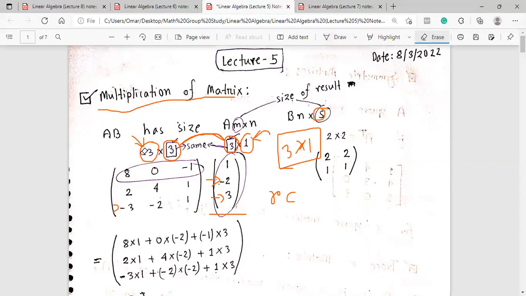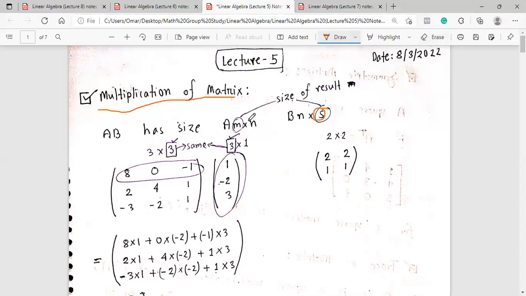So the process of this multiplication is you have to go from left to right, and from top to bottom, okay? For the first matrix, you have to go from left to right, and for the second matrix, you have to go from up to down, okay?